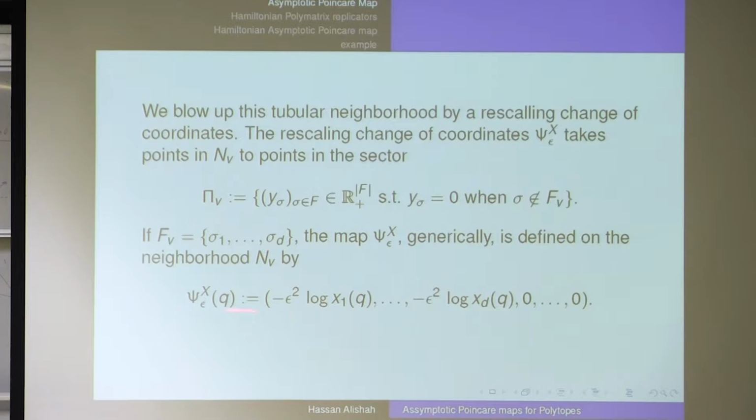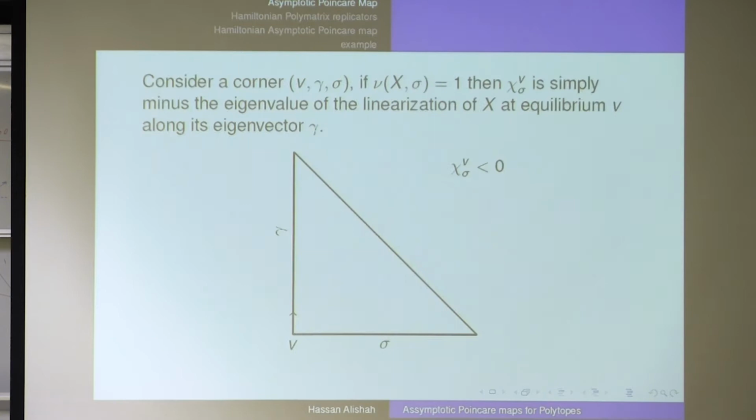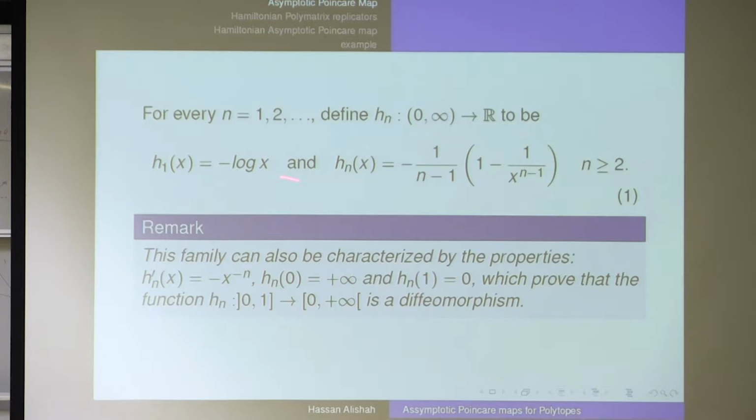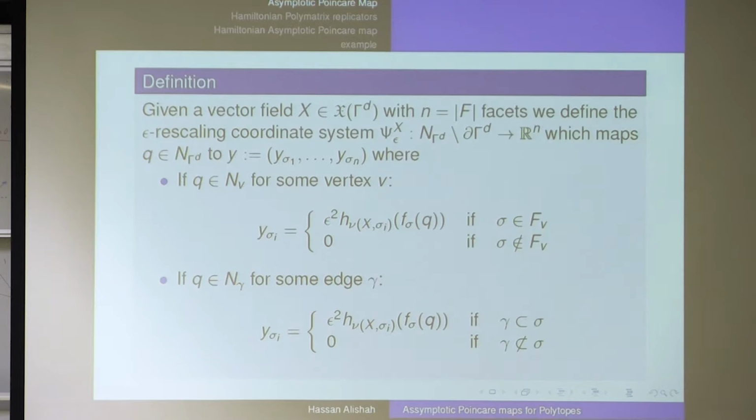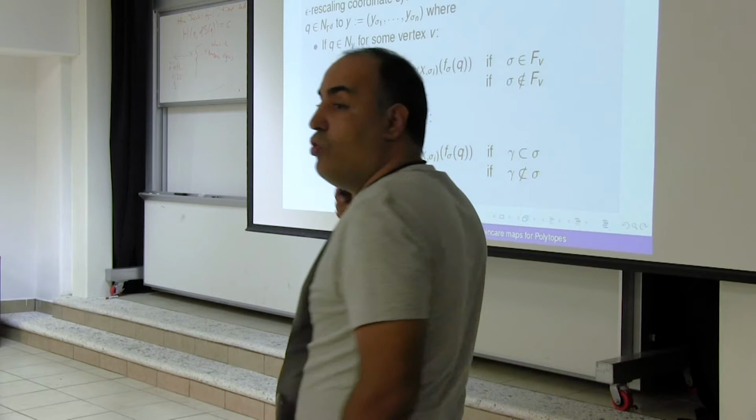But if the degree is zero, this is not going to work. So if the order is more than zero, I'm going to use the next functions here. If the degree of the vertices is zero, I'm going to use a logarithm, and if it is not zero, I'm going to use this function. And this function has these logarithmic kind of properties. So now this is the change of variable that I explained before. I think it's missing the minus here.